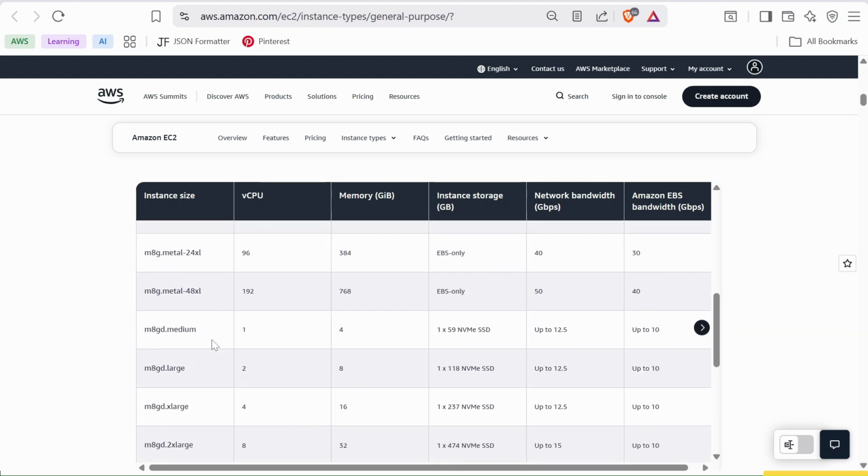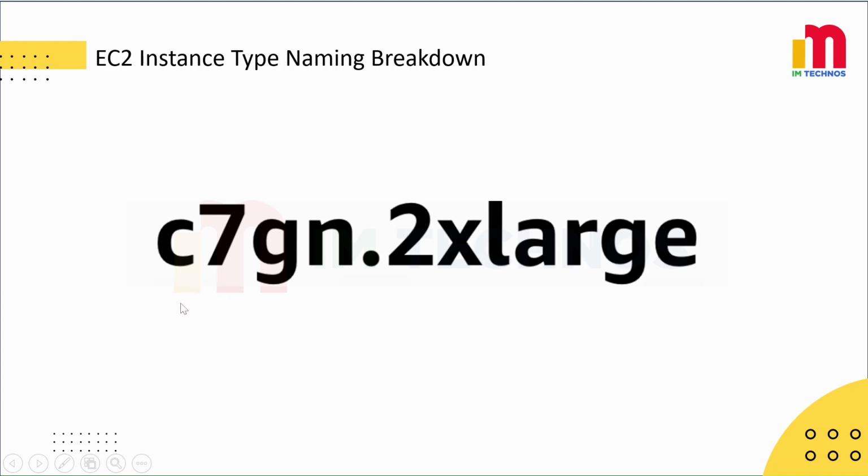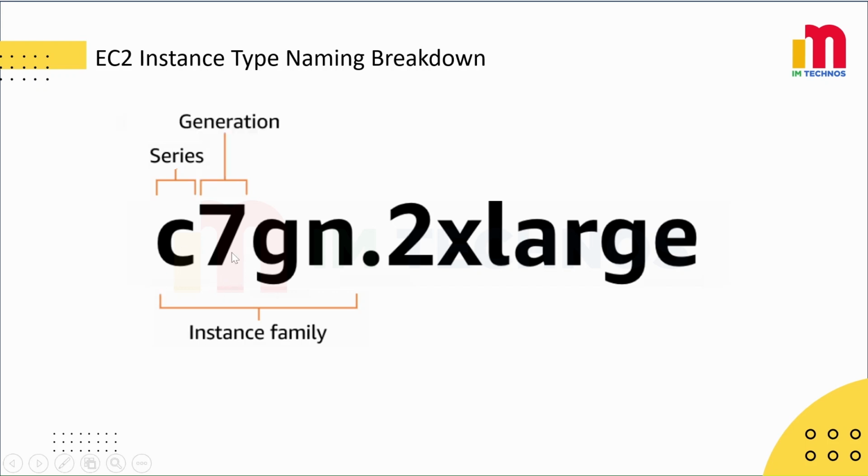Now let's zoom out and look at a complete instance type name to understand how everything fits together. Take this example, C7gn.2xlarge. First, the C. This represents the series and it belongs to the compute optimized family. So right away, you know this instance is designed for CPU intensive workloads. Next, the 7. This is the generation. Think of it like a version number. A higher number means a newer generation, which usually means better performance and efficiency.